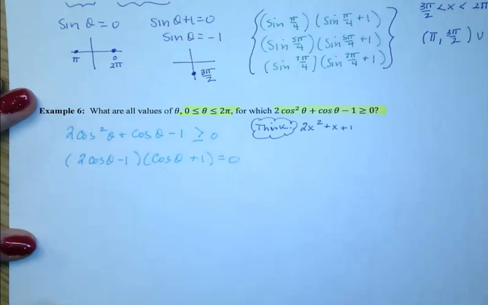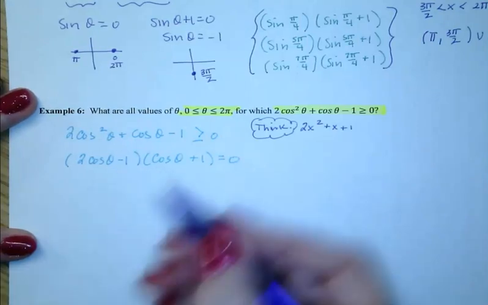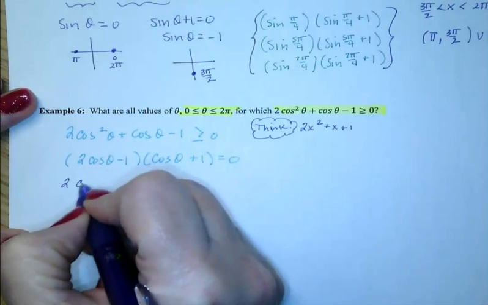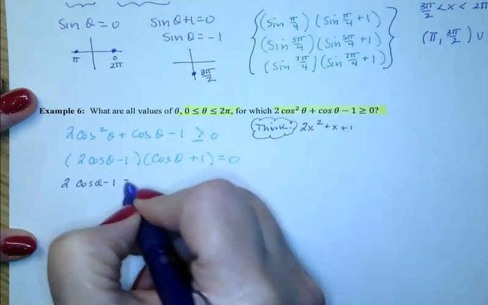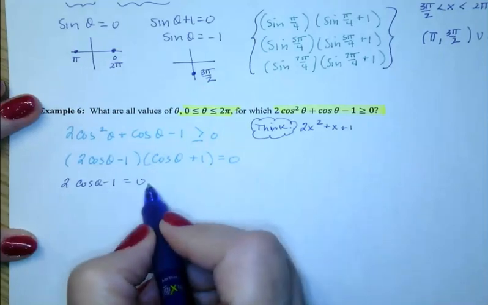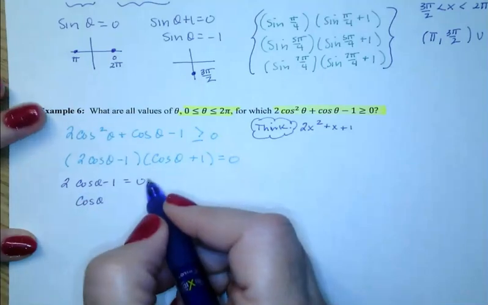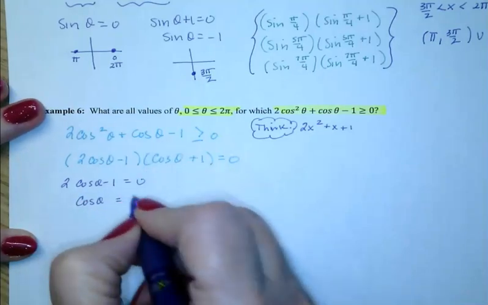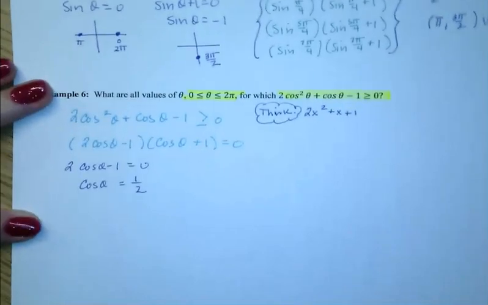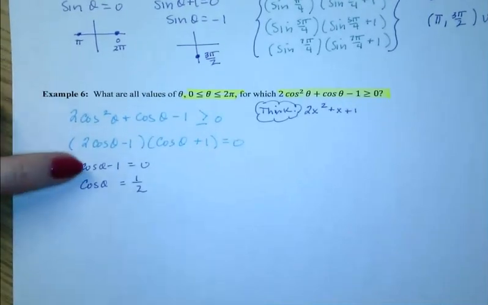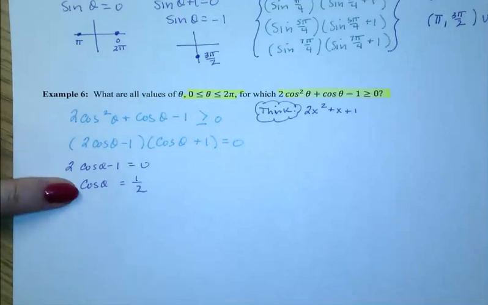So luckily when I do this, I have 2 factors. So I can take one factor, 2 cosine theta minus 1 equals 0. So I'm going to move the 1 over and then divide by 2. So cosine of theta is 1/2. And you can definitely do those multiple steps in your head, but be sure you take the time to set up the factor equal to 0, because that's what allows you to be able to do this mathematically.